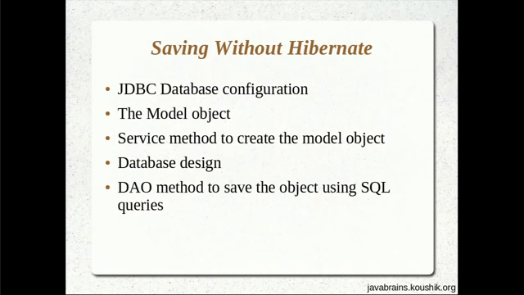The next step is to actually write the DAO layer. We need to write code, which is a method which takes this object and generates the SQL queries. It uses the JDBC connection, it creates a connection, it runs the query, and it inserts the data to the database. So these are, at a high level, the steps required in order to save an object to the database if we were not using Hibernate.